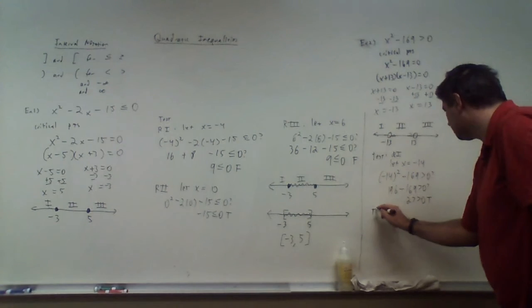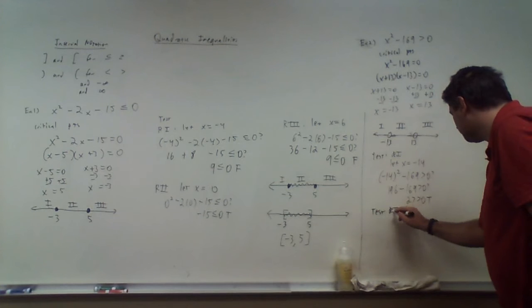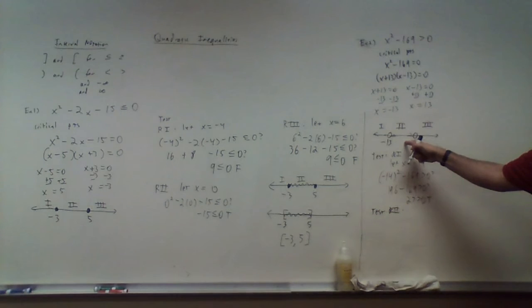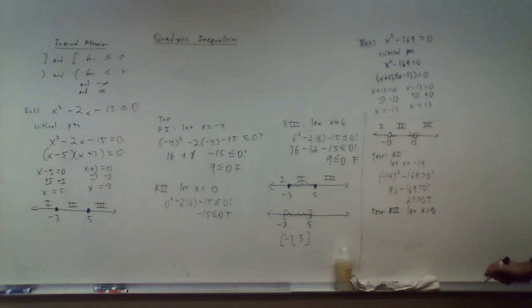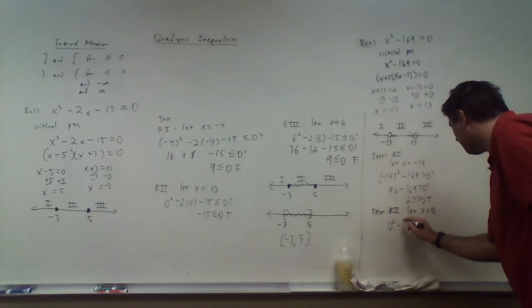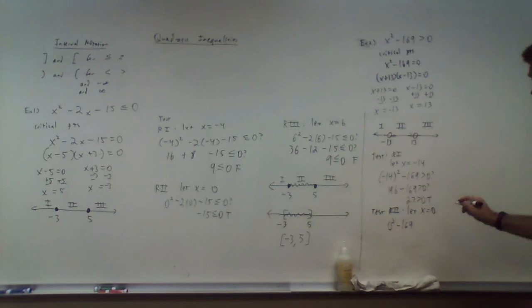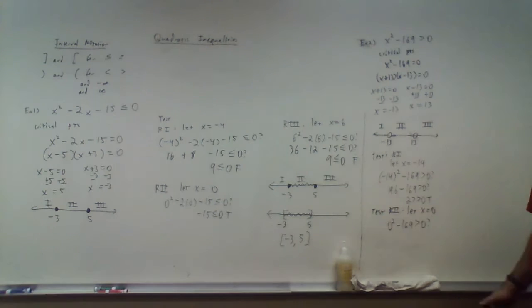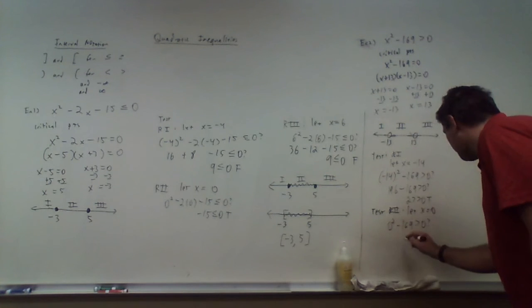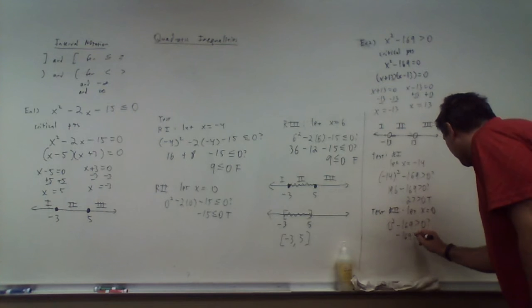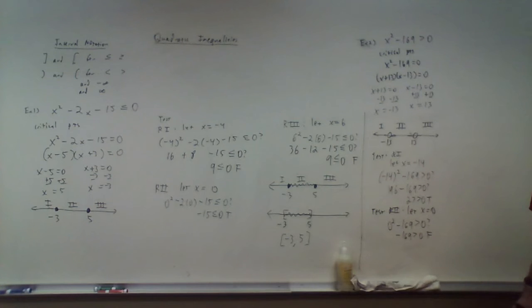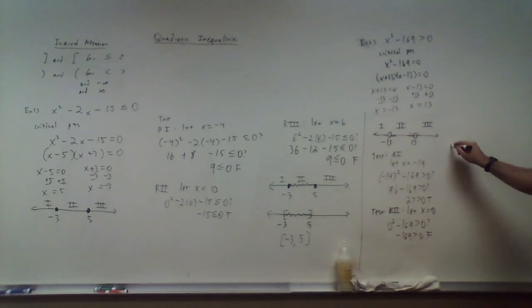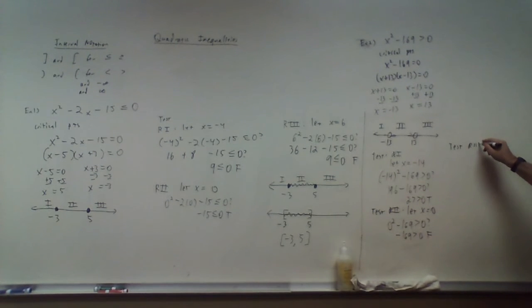Next, we will test region 2. 0. 0 is squarely in that region. Okay? So I want to know if 0 squared minus 169 really is greater than 0. And that 0 taken away 169 is negative 169. And that's false. A negative number is never greater than 0. That's false.